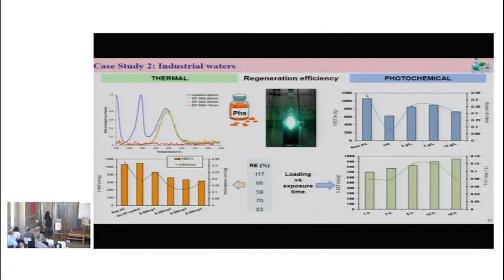So this is an example of some pharmaceutical compounds where we have performed a simple thermal analysis of the carbon after saturation, and these peaks that you see correspond to the different loadings of the compounds. With these kinds of experiments, we can choose the temperature at which to do the regeneration, because it's usually a thermal regeneration.